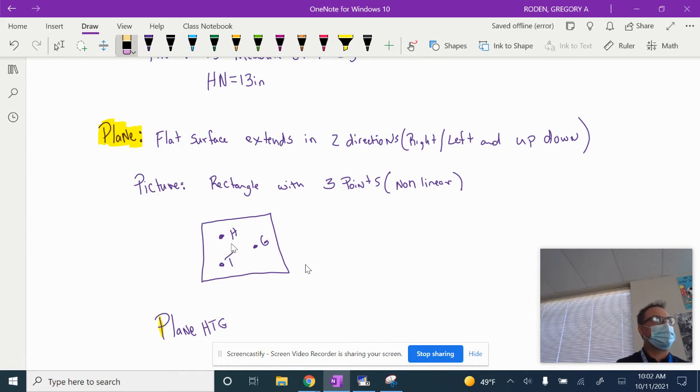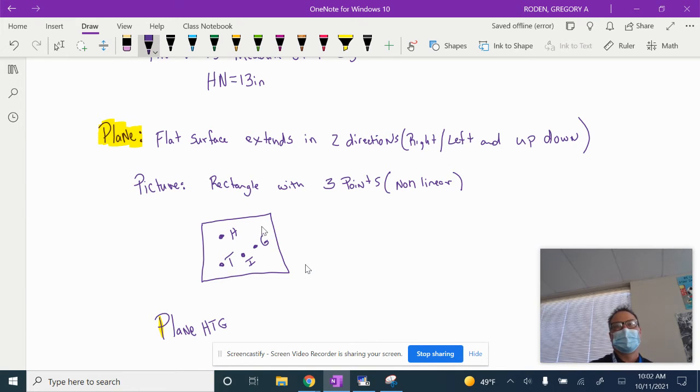Okay, and why do you think they have to be non-collinear points? Why do I make sure? If let's say that T, G, and H, T, G, and I are all on a line, why couldn't I just name this plane T, I, G?